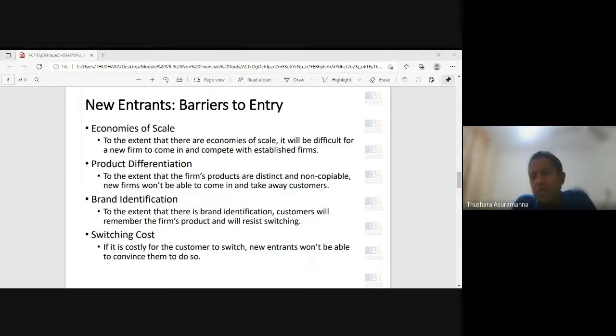First one is economies of scale. What are economies of scale? Let's say a company is producing, we'll say, nails, 100,000 nails per week, so 400,000 per month. That's your level of operation.